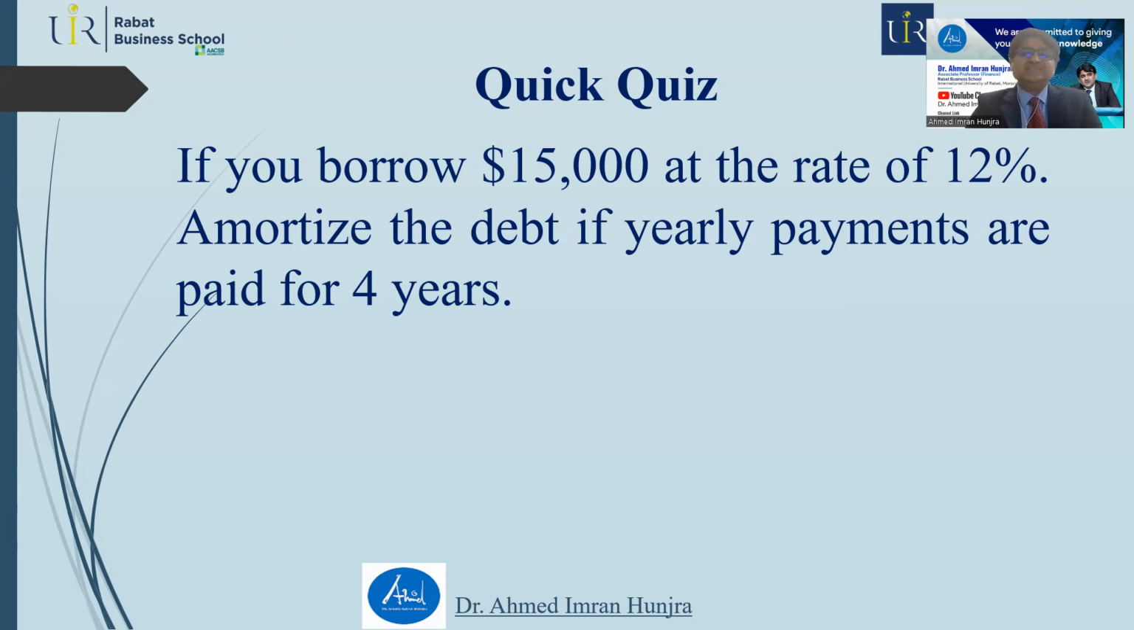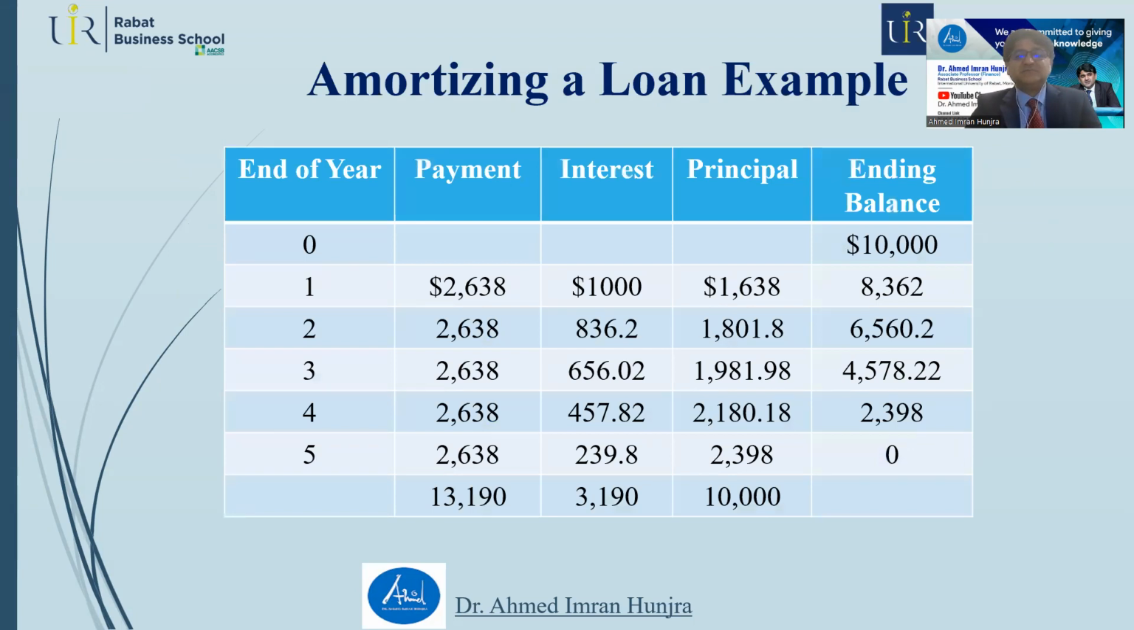Second step, find the interest amount. Then the third step is to find the principal amount. Fourth is finding the ending balance, and fifth is to repeat the process from step 2. You can follow this example.